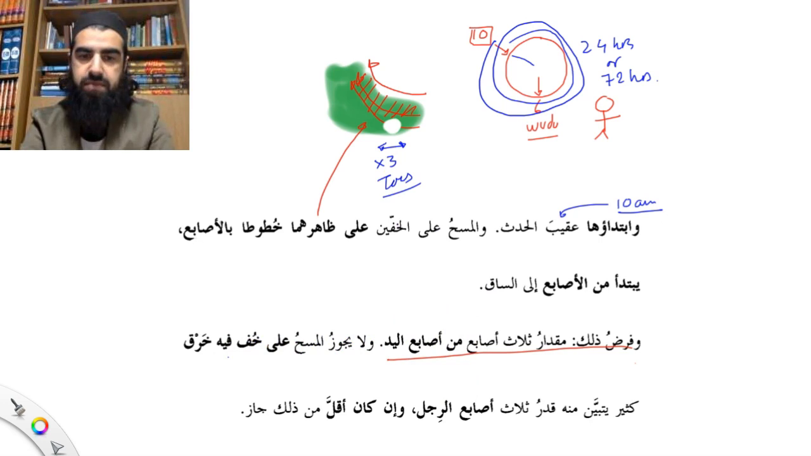So la yajuz al-masah, masah is not permissible on such a khuf in which there is a hole, fihi kharq, kathir, large, yatabayyan, that 3 fingers of the foot, meaning 3 toes, become visible. وإن كان أقل من ذلك, but if it's less than that, jaza, it's permissible, meaning it's permissible to wipe over them.